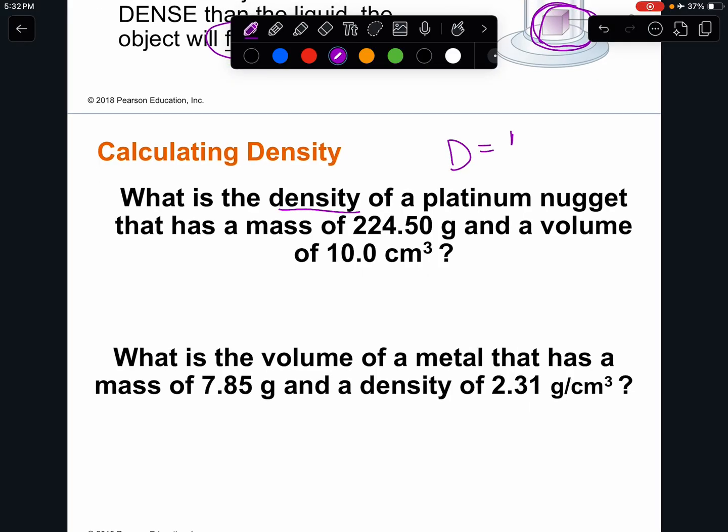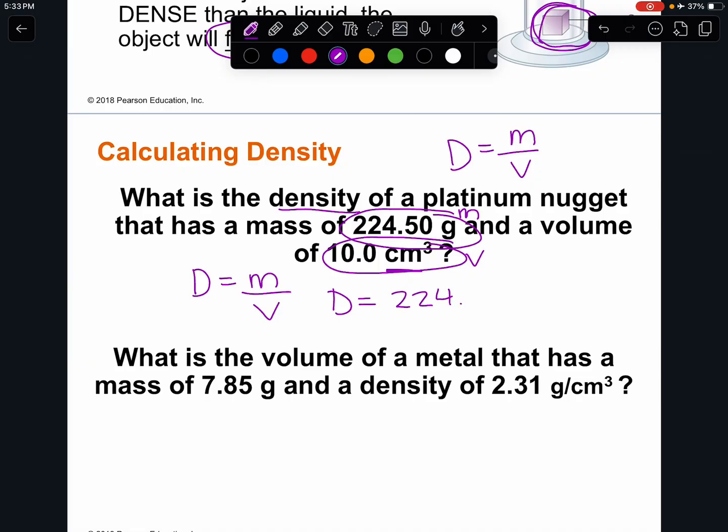Okay, let's do a couple calculations for density here. So what is the density? I'm again going to give you this equation of a platinum nugget. It has this mass. I like to always indicate the variable, and it has this. So you're going to need to know that centimeters cubed is volume. So let's go ahead and plug that into our equation. I like to rewrite my equation and then plug it in. So 224.5, actually we don't need this 0 here, grams over 10.0 centimeters cubed.